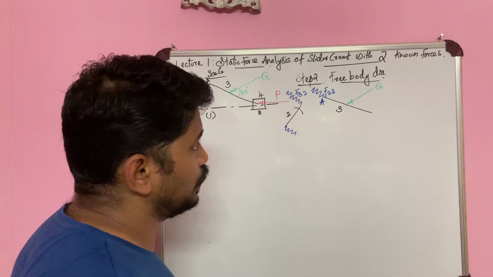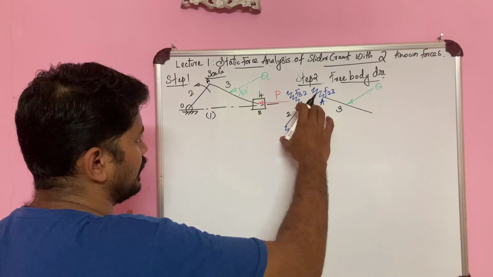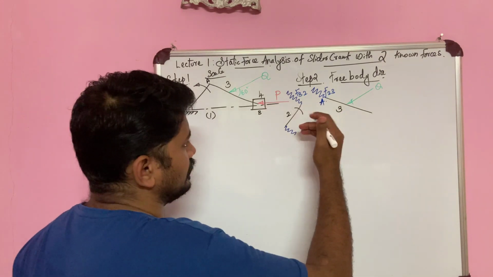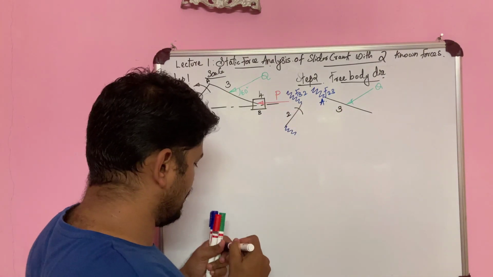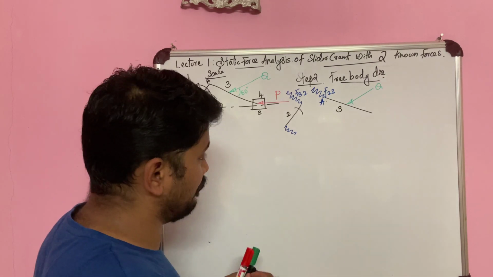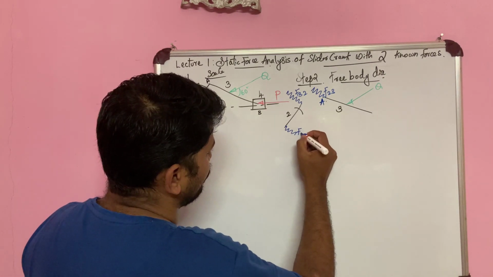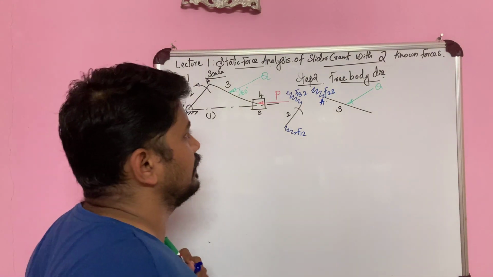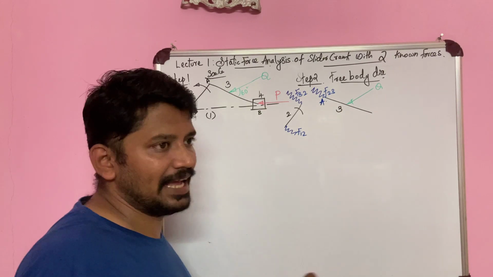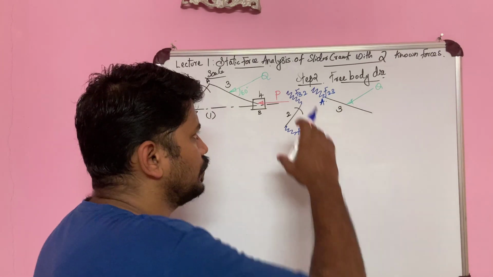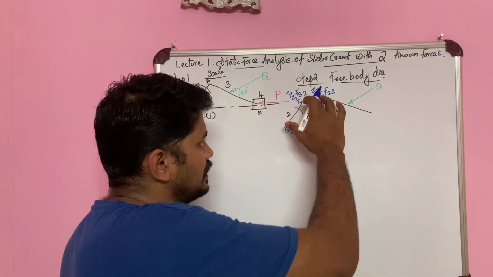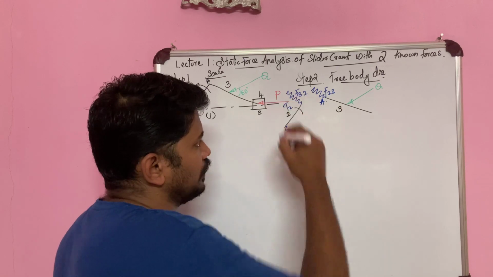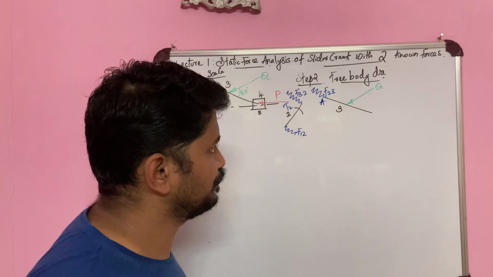So let us do the free body diagram. First we are drawing the second link. Just considering the second link, I am drawing two forces, F32 and F12. I am indicating them as zigzag lines because when you don't know the magnitude and direction of a force, you indicate it as a zigzag line. So these two zigzag lines and a torque. This is torque T2, the torque on link 2.